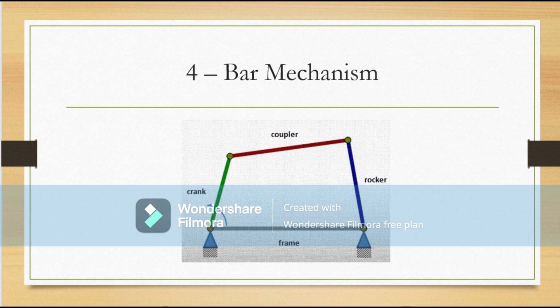And the working principle of the 4-bar linkage or chain mechanism is that the motion of the rocker causes the connecting rod to transmit motion to the crank to move through a specific path, which is determined by the length of the links and the position of the joints.